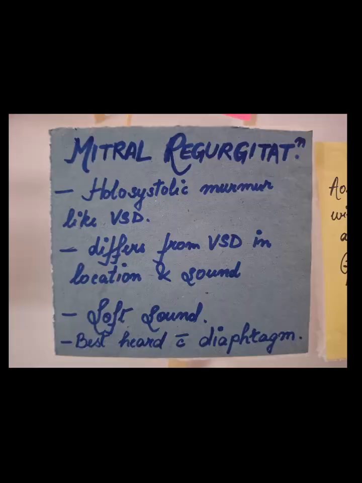The last is mitral regurgitation, which is a holosystolic murmur like ventricular septal defect. It differs from VSD in location and sound because this is a soft sound and best heard with the diaphragm.